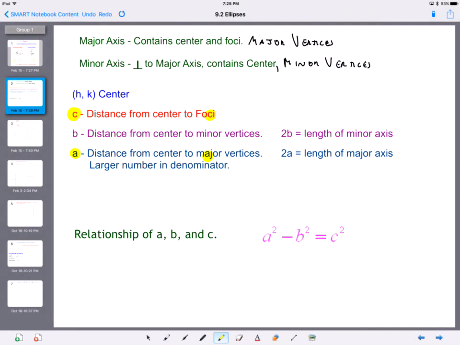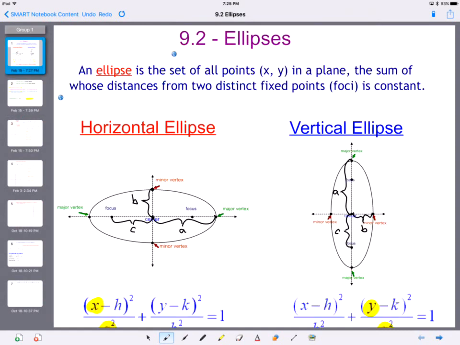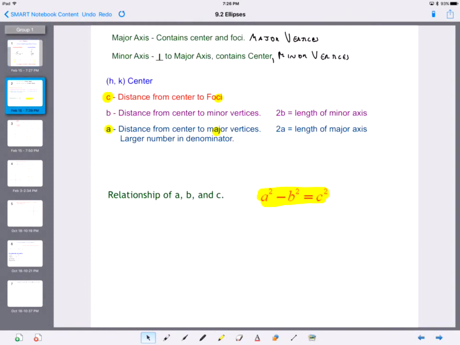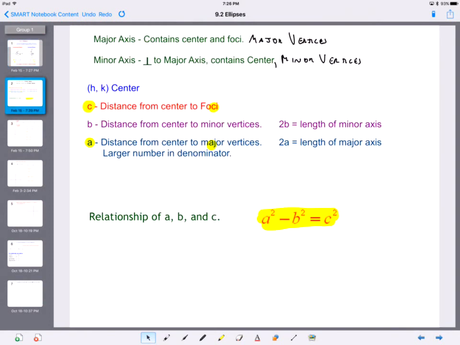And then we have this relationship on the bottom here where A squared minus B squared is equal to C squared. This should look very similar to the Pythagorean theorem, and it actually is, but it's written for C squared because in the equation we don't have the C squared. We only have A squared and B squared. So the relationship is for the C value, how to find it.